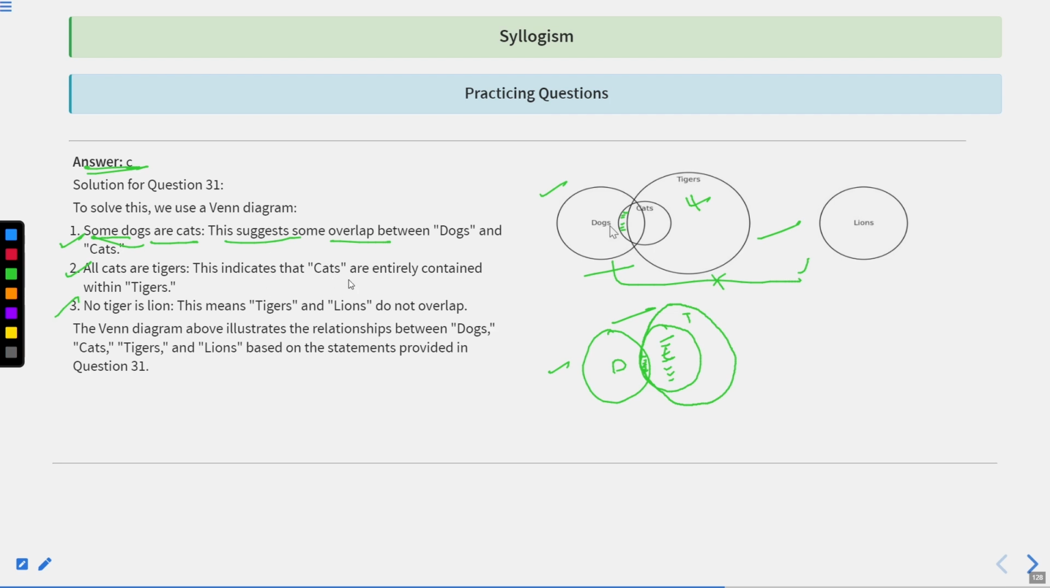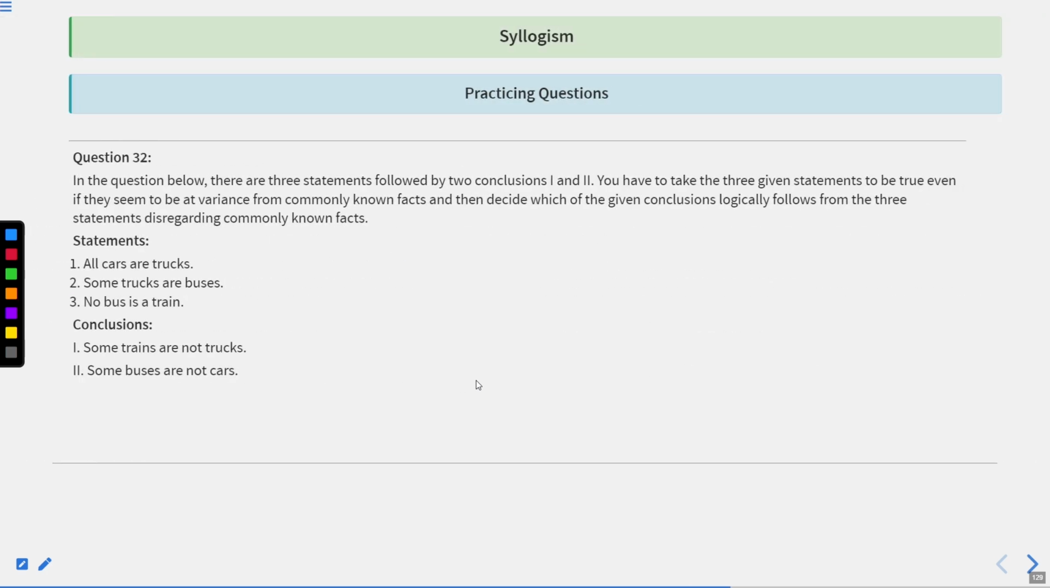So therefore, my dear students, the answer for this particular question will be answer C. Both conclusion 1 and conclusion 2 follow. Now again, another question for you guys. The question is right now in front of you. I would request you to again apply your mind and draw the Venn diagram for this particular question.